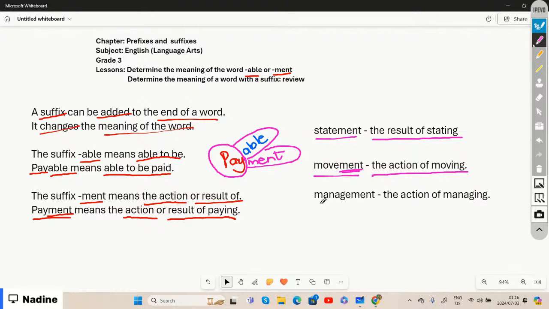And then we have management, because remember, manage is a word that stands on its own. But if we add ment to the word manage, then it's management. And management is the action of managing.